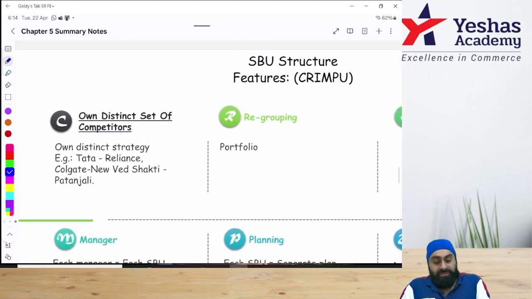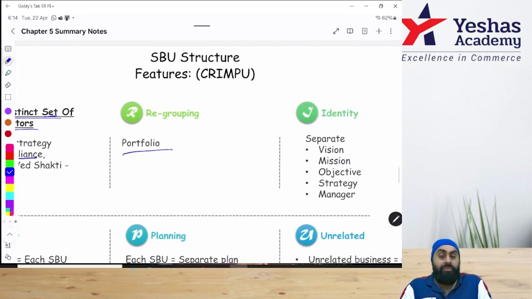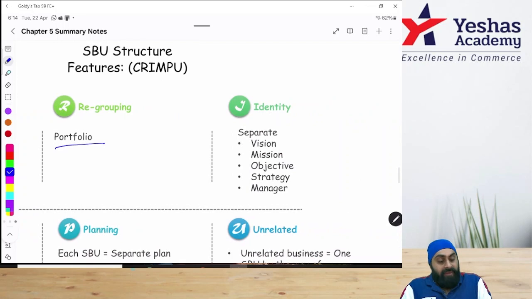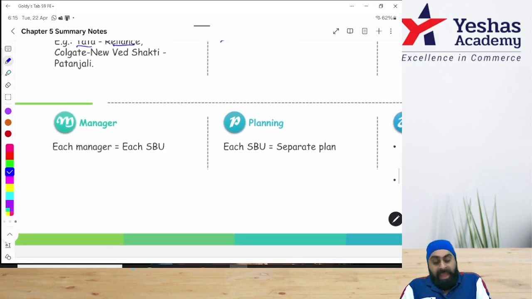Now, what are the features? Every SBU has its own distinct set of competitors. Tata has too many companies, Reliance also has too many companies, and they have distinct sets of competitors. Regrouping means portfolio. Every SBU has a separate vision, mission, objective, strategy and manager, because every SBU is unique in its own way. Each SBU will have a separate plan.